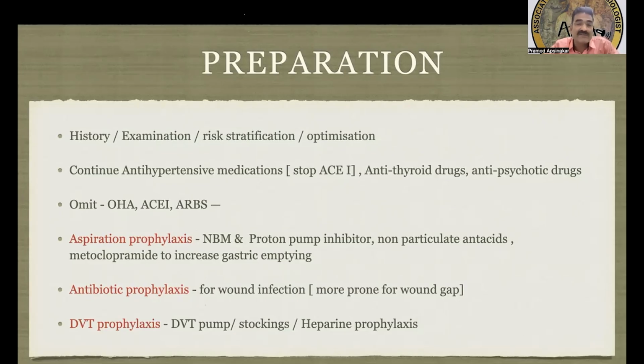Three important prophylaxes we have to do in the pre-operative period. First is aspiration prophylaxis: we keep the patient NBM for a prolonged period of time and give metoclopramide to increase the gastric emptying rate. We have to give antibiotic prophylaxis as these patients are more prone to infection. DVT prophylaxis is a must. If patients don't have a DVT pump, many patients have their own stockings, ask them to bring them, and put the DVT pump on in the preoperative room itself.